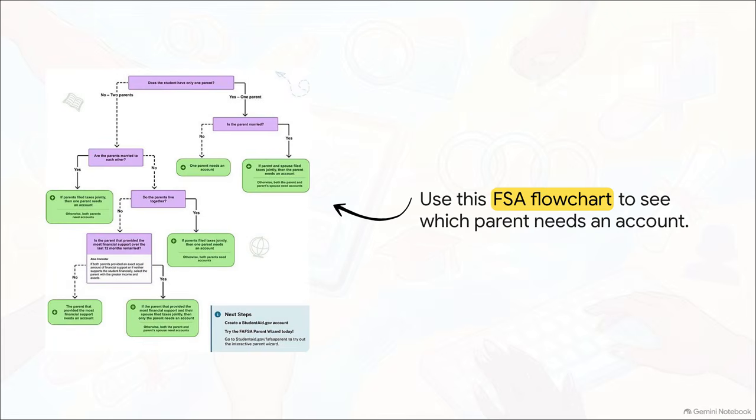A super common question we get is, who actually needs an FSA ID? Well, if you're a dependent student, you need one for sure, but your parents will likely need their own accounts too. Depending on marital status, living situations, and tax filing status, you might need one or both parents to create an account. For instance, if your parents are married and filed taxes jointly, just one parent needs an FSA ID. But if they filed separately, or if they're divorced and remarried, you just follow the arrows on this flowchart to figure out exactly who needs to set up an account to contribute to your FAFSA. It's like a simple logic puzzle.